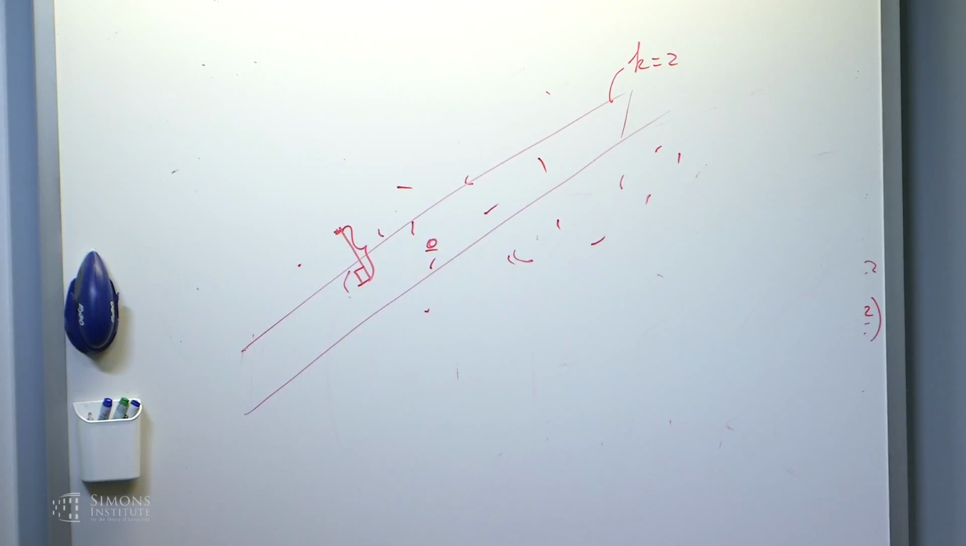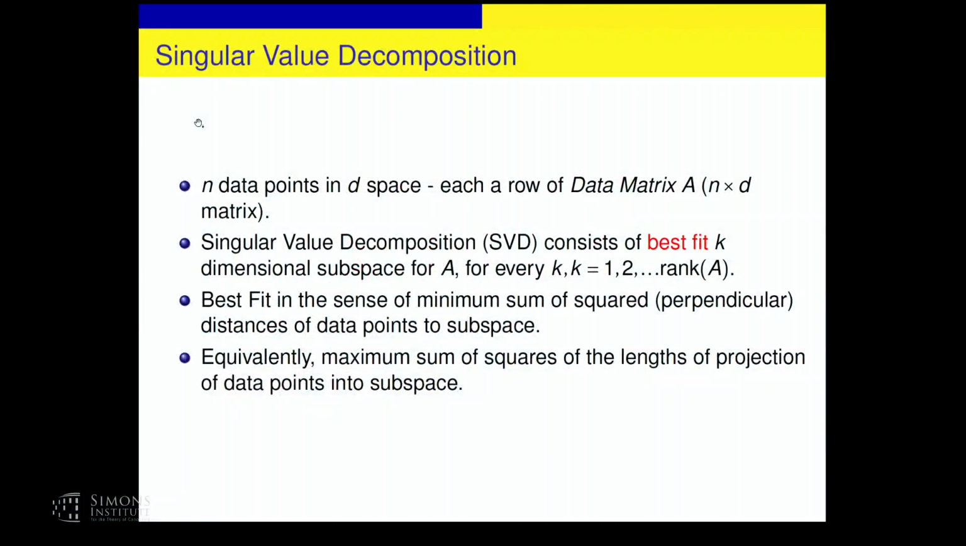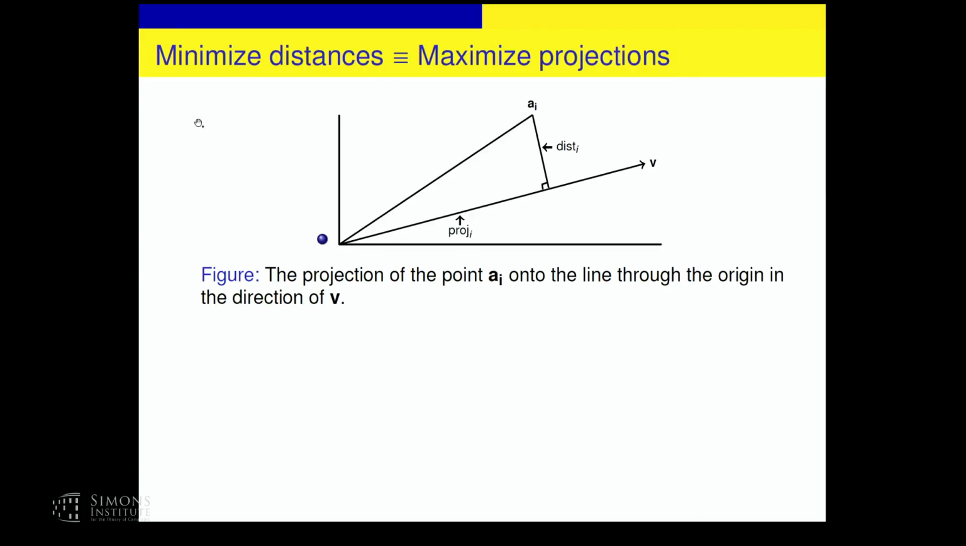Usual definitions are in terms of matrix factorizations or what have you, but this is a natural one for data. So equivalently, we can take the maximum sum of squares of the lengths of the projections of data points into the subspace. Here's a little picture. So here's data point A_i, the ith data point. Here is the subspace, which is a candidate for best fit, let's say. I could have taken the sum of squares of these and minimized, or I could have taken the sum of squares of these and maximized, right? Because Pythagoras says the sum of those two is a constant. Okay. So we maximize the sum of squares of the projections onto the subspace. That's the definition of SVD.